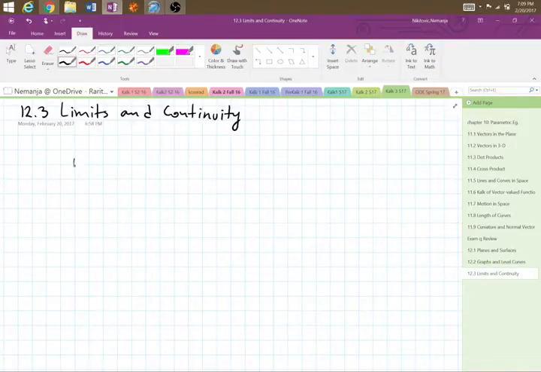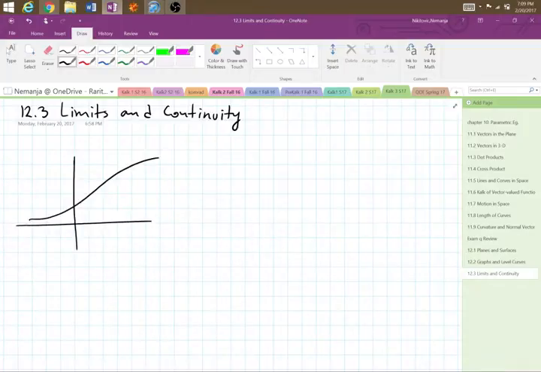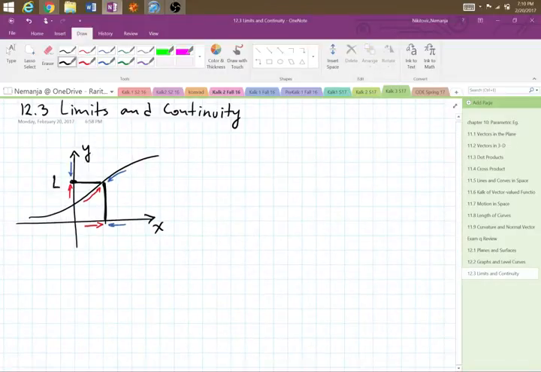Now, in Calc 1, we described a limit, in quotes, as a fancy way to compute the y value of a function. What we did is, as we approach from the left, we would go up the y-axis, and if we approach from the right, we would go down the y-axis. And if they meet at the same value L, we would say that's the limit.